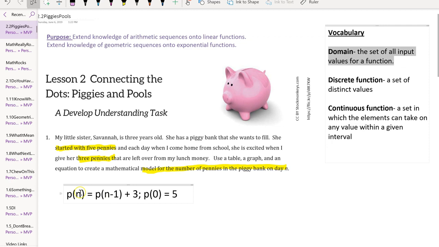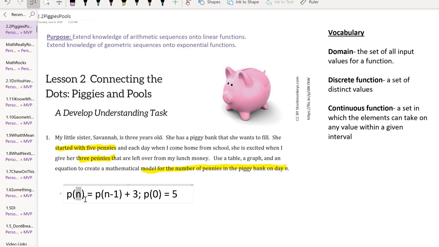So in this case, as we think of n, the number of days, we have to think about what kind of values could I input to this function in this scenario. And so this is really called the practical domain, the domain that makes sense in this scenario. So could I input a negative number of days in this scenario? No.